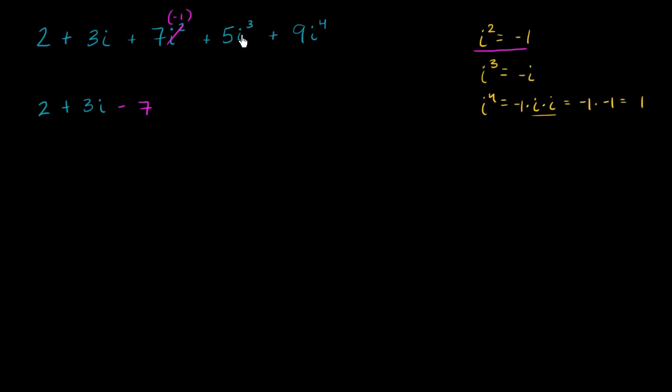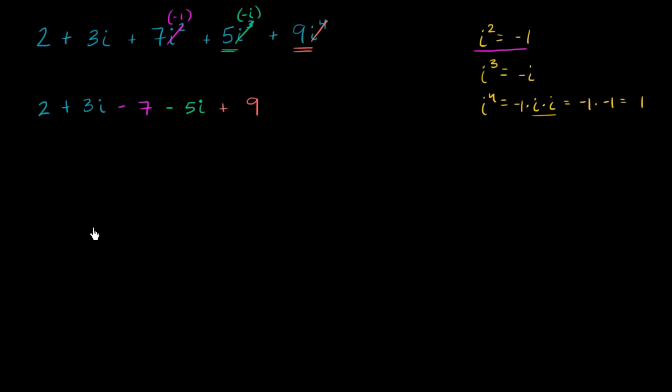And then we have 5i to the third power. i to the third power is -i, so this term right over here we could write as -5i, depending on how you want to think about it. And then finally, i to the fourth power is just 1. So this whole term just simplifies to 9.